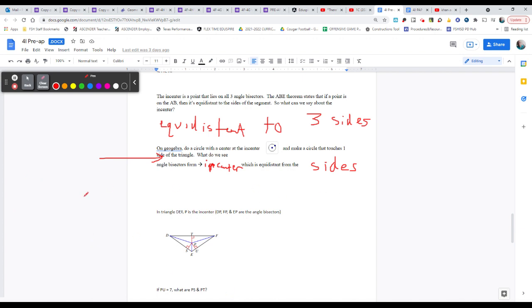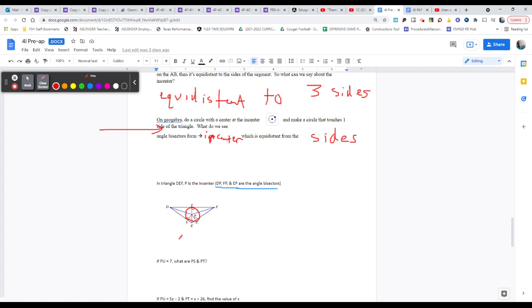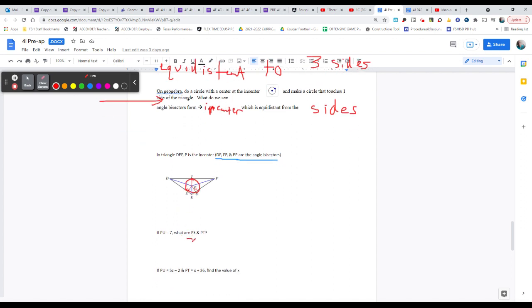So in this triangle down here, the blue lines there are the angle bisectors. These red lines are the distance from the incenter to the sides. And from point P as the center, I could draw a circle right through those 3 points. So PU is 7, PS is equal to 7, and PT is equal to 7. So in this picture, PU, PS, PT are all equal to each other. So we can solve that equation out there.